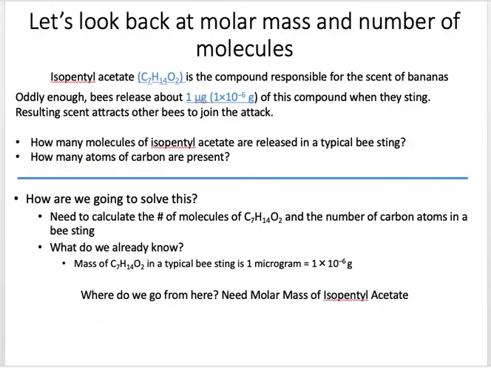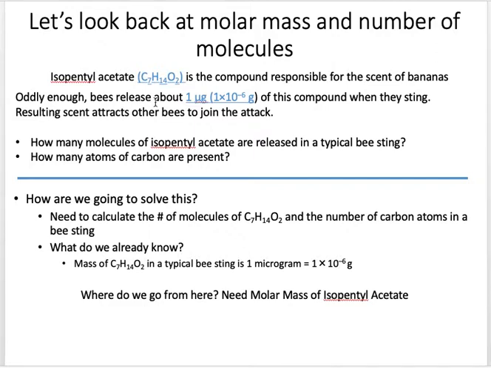I want to talk real quick in terms of looking back at molar mass, number of molecules, that kind of thing. So using the mole conversion. This is a problem straight out of your book. Again, when you read this section, hopefully you're following through with it. I just wanted to walk through it with you.